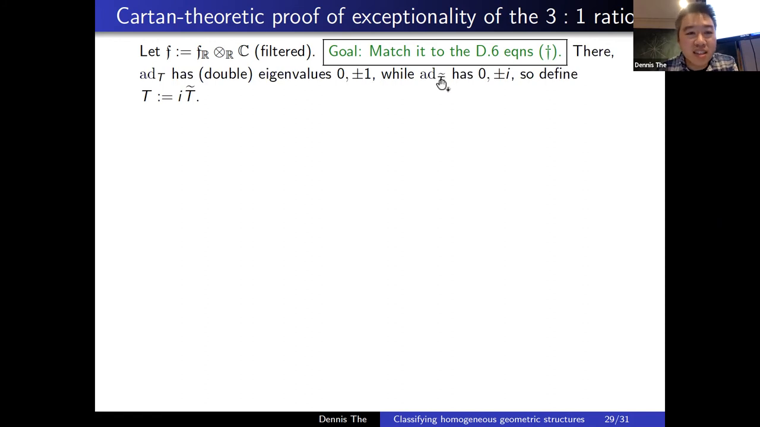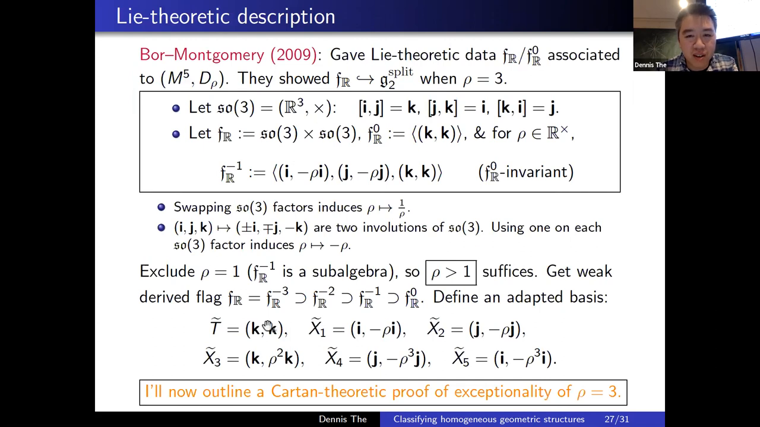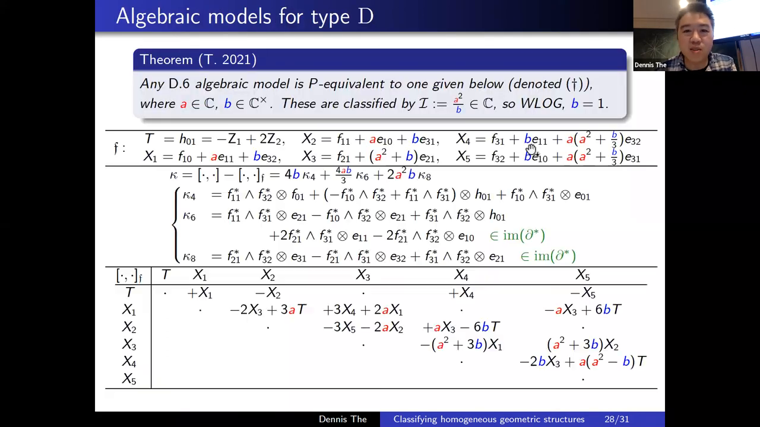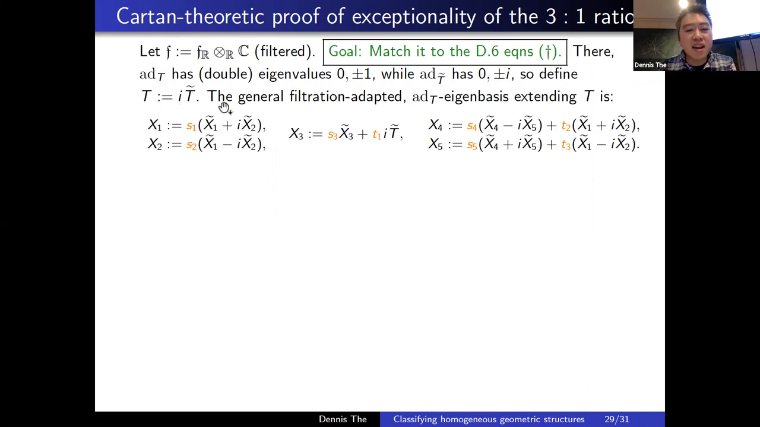If you look at this t tilde, it was this guy over here, right? Here it's in SO3 language. So you're going to have some complex eigenvalues popping up. So you have double eigenvalues, 0 plus or minus i. So if you want to try to match this, let's apply a multiplication by i. And then what one can try to do is find the most general filtration adapted t eigenbasis extending this element over here.